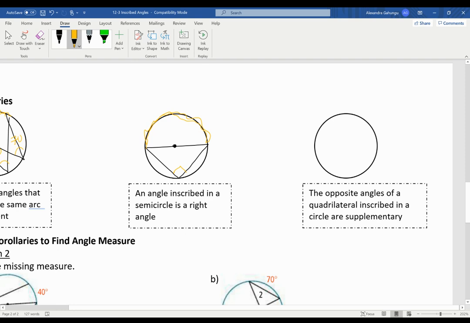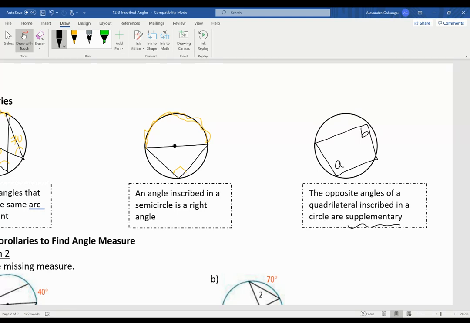Then the third corollary: the opposite angles of a quadrilateral inscribed in a circle are supplementary. So if I have a quadrilateral, four sides, 1, 2, 3, 4, the angles like angle A and B, those two are going to be supplementary. And supplementary, we remember, is that the sum is going to be 180. So angle A could be like 110, so then that means angle B would be 70. So the opposite angles, these two and these two, are going to be supplementary.